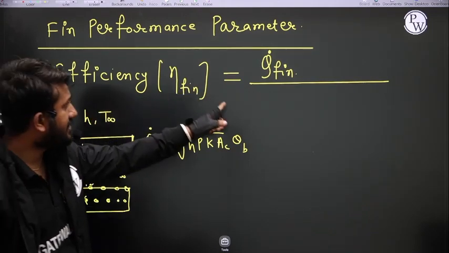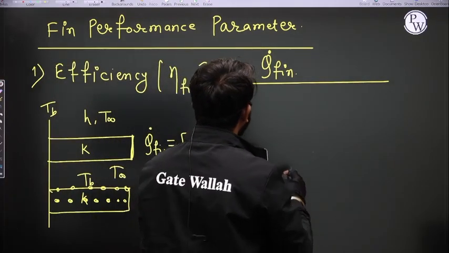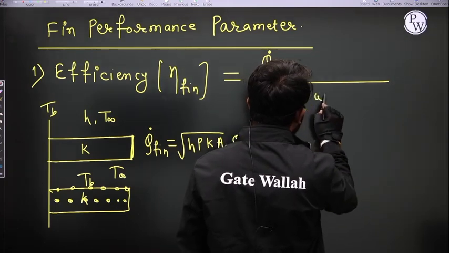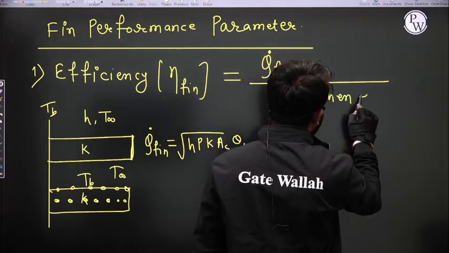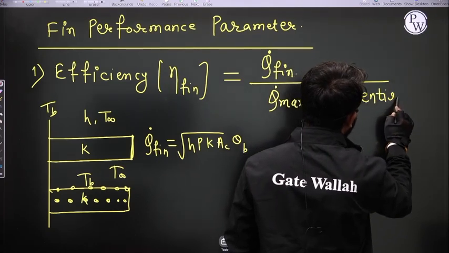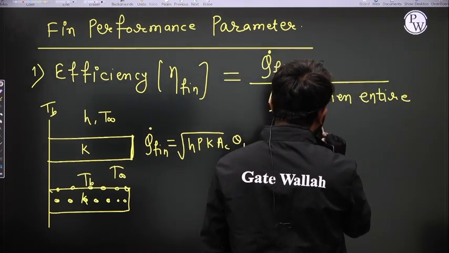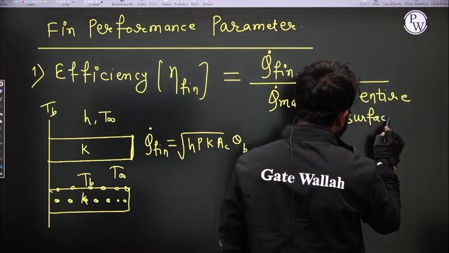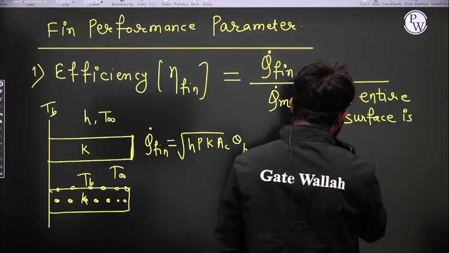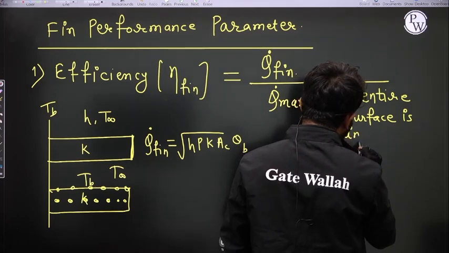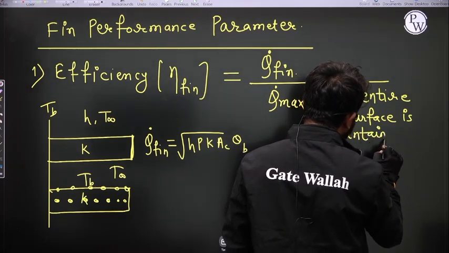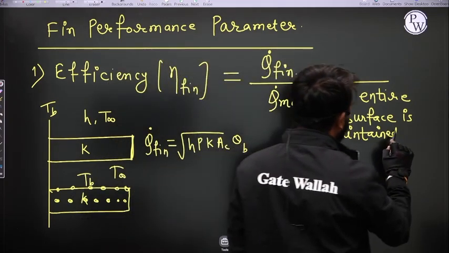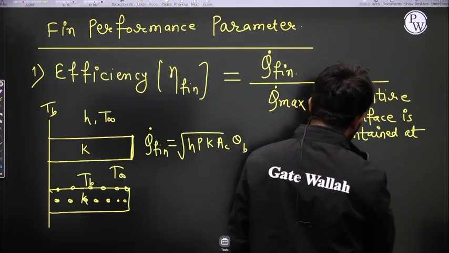So how do we define the fin efficiency? The fin efficiency is the actual rate of heat transfer through the fin to the maximum rate of heat transfer through the fin when the entire fin surface is maintained at the base temperature.